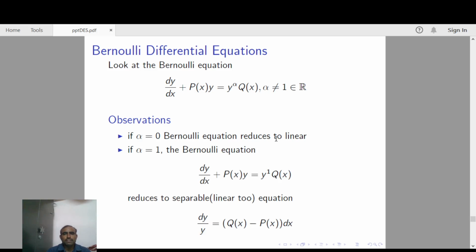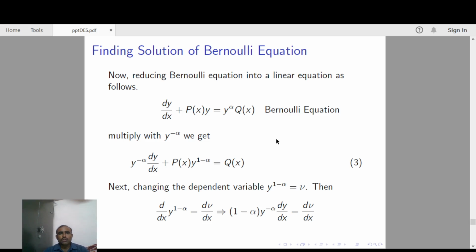If alpha is equal to 1, then the Bernoulli equation becomes dy by dx plus p of x into y is equal to y into q of x. So you write this as dy by dx is equal to y into q of x minus p of x. So you can apply the variable separable method to get the solution. So how to find the solution of such types of Bernoulli differential equations?